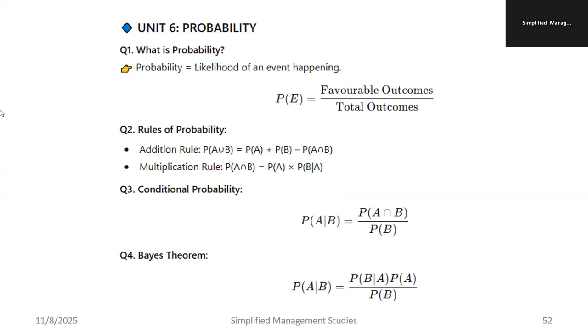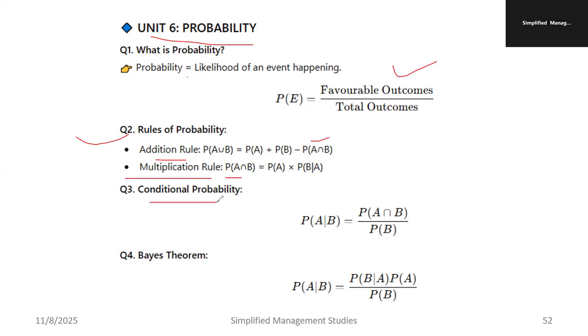Coming to module number 6, which is mainly on probability. What is probability? Number of favorable outcomes divided by total outcomes, P of E. What are the rules of probability? Addition rule: P of A union B equals P of A plus P of B minus P of A intersection B. Multiplication: P of A intersection B is equal to P of A into P of B given A.